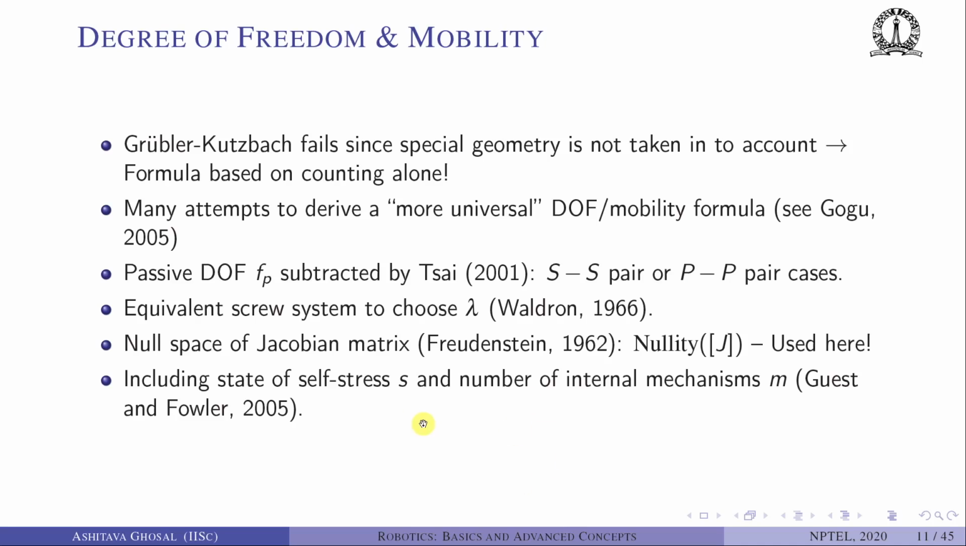There have also been attempts to include what are called the state of self-stress S and the number of internal mechanisms. An internal mechanism is where the end point and the base may remain fixed, but somewhere in between there is motion, or there is no motion. So those were suggested to be studied and somehow taken into account when we look at over-constrained mechanisms.